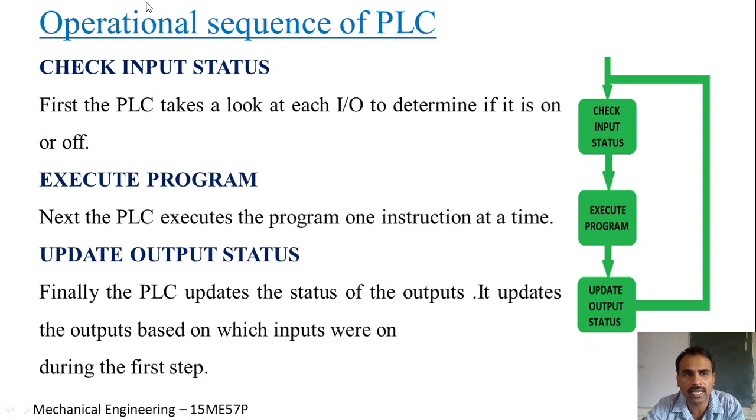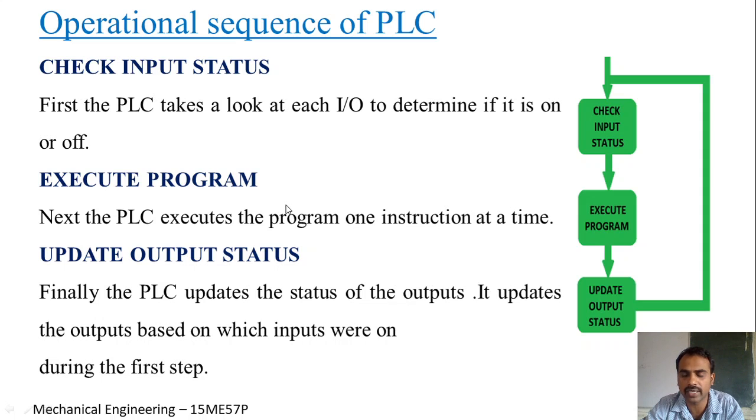So here we will see how a PLC operates in sequence. First, the PLC checks the input status. That is, the PLC will look at the inputs and outputs and determine their condition, whether those inputs or outputs are on or off. It identifies all of these first.